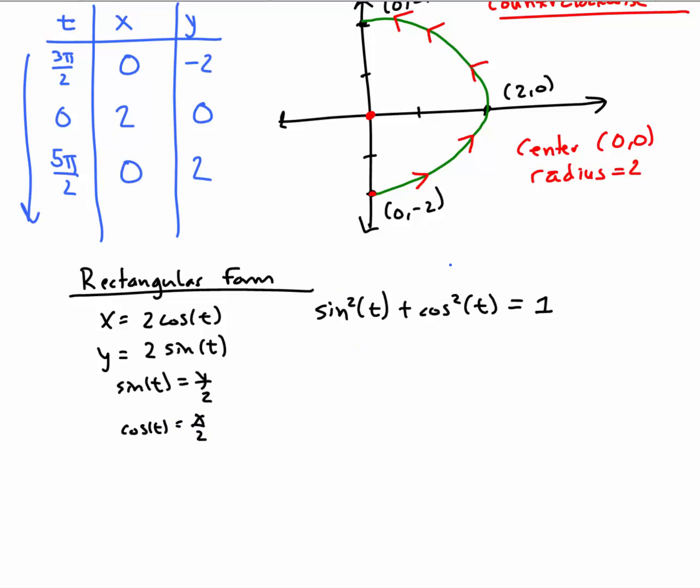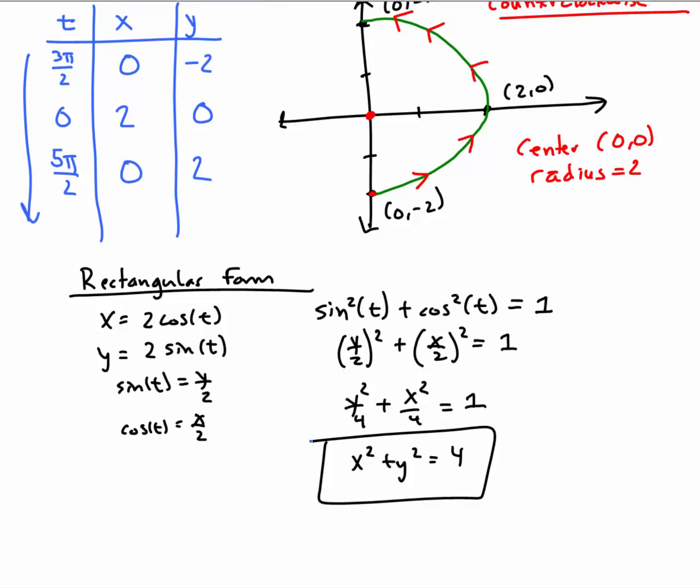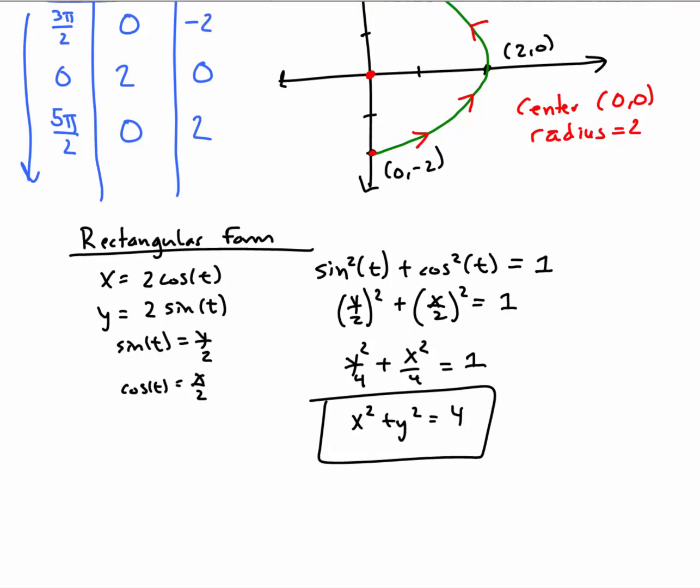So again, order doesn't matter whether we add sine squared plus cosine squared or cosine squared plus sine squared. Sine squared is y over 2, quantity squared. Cosine squared is x over 2, quantity squared, equal 1. So I have y squared over 4 plus x squared over 4 equal 1. Multiply through by 4, and I'll have x squared plus y squared equal 4. So that's our nice equation of a circle. Radius of 2, because this is r squared, centered at the origin, and so that's my rectangular form.